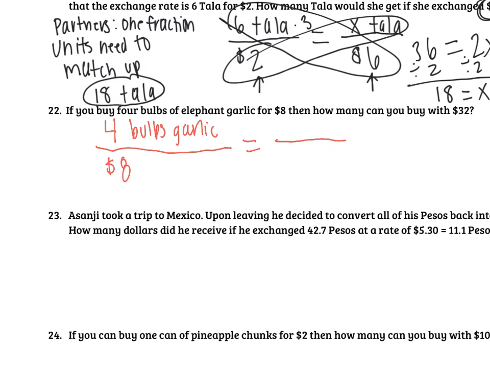So again, match up your units. Dollars was in the denominator. It needs to be in the denominator over here. And then I'm looking for how many bulbs of garlic. So this one, I'm not going to solve for you. I just want to set it up. But it's essentially the exact same problem as the first one. So a lot of these proportion story problems repeat themselves. And just keep that in mind. They're all very similar. We're trying to get from one thing to another thing. So we're looking at units, which is where you have to be careful with the story problems.